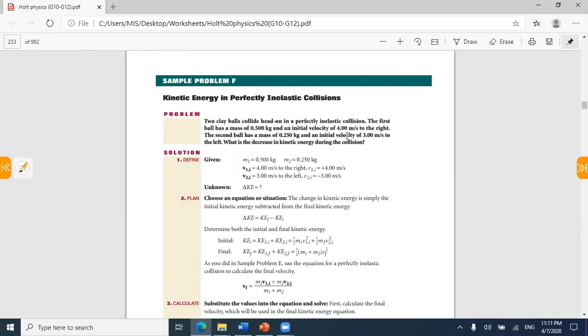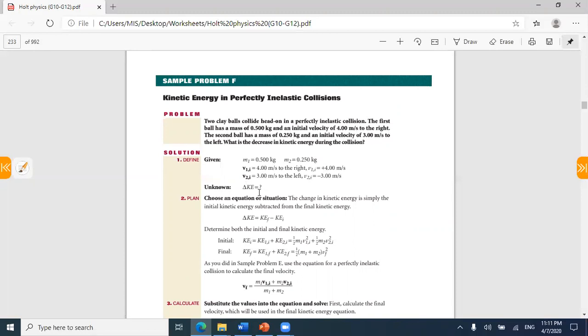Okay. The first ball has a mass of 0.5 kilograms, so this is going to be M1. Initial velocity 4 meters per second to the right. This is going to be V1 initial. The second ball is 0.25 kilogram, M2, initial velocity 3 to the left, so minus 3, V2 initial. The question is, find the decrease in kinetic energy.